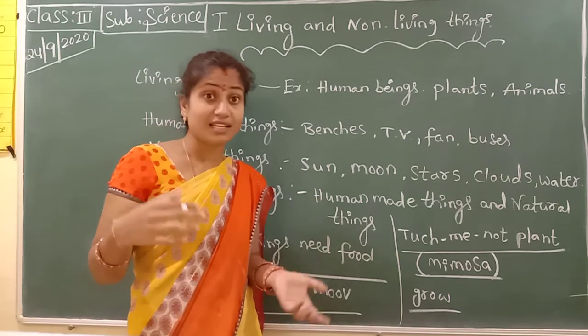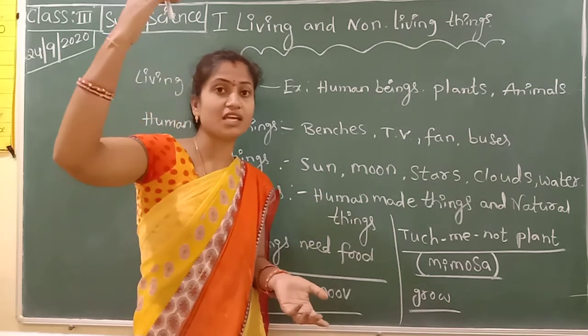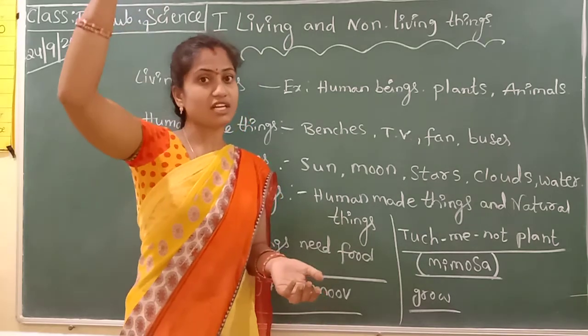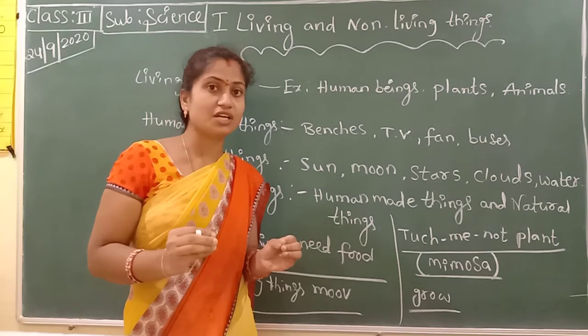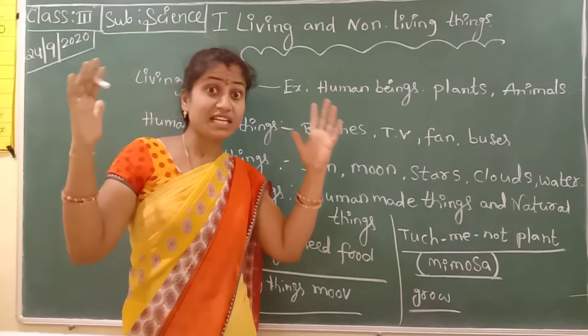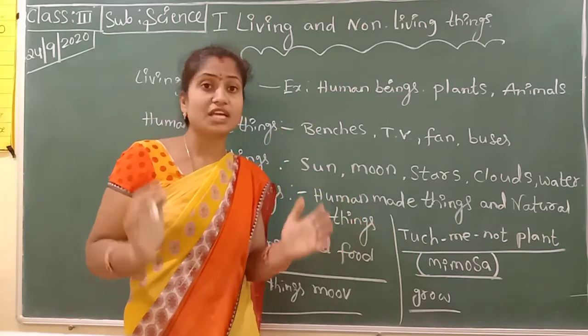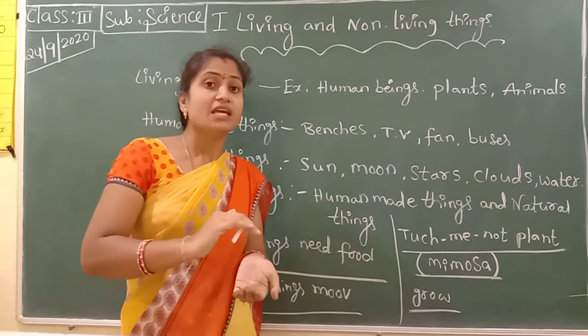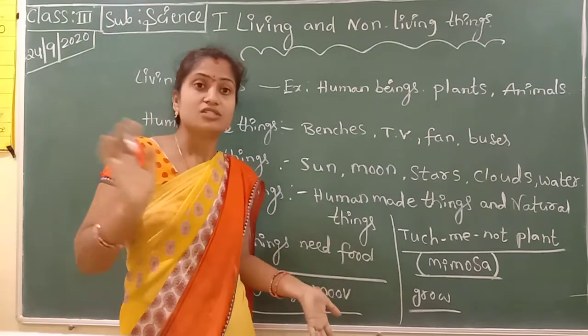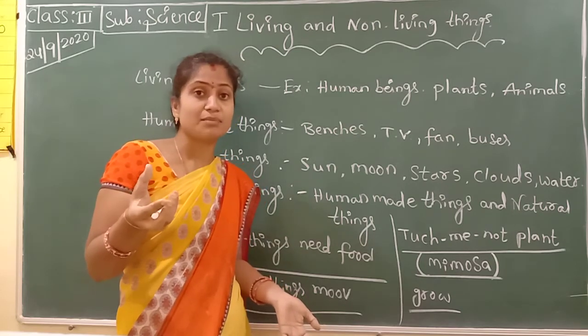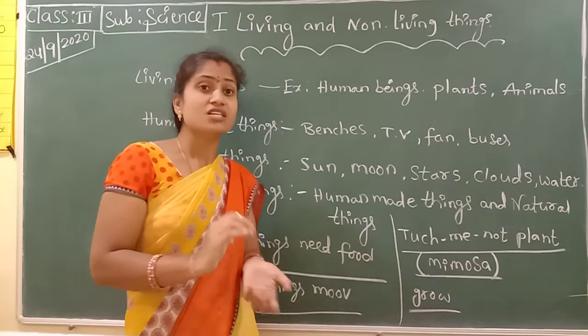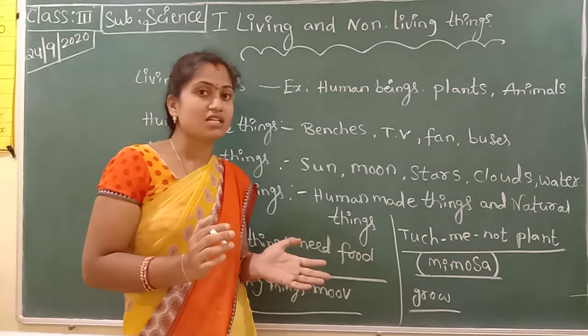Why? Because we are living things. That's why we are growing. Our height is increasing, our weight is increasing. Like that, plants also increase and become big trees. A small baby grows into a big adult. A small chick will also grow and after some years become a hen. So like that, growing is also there.